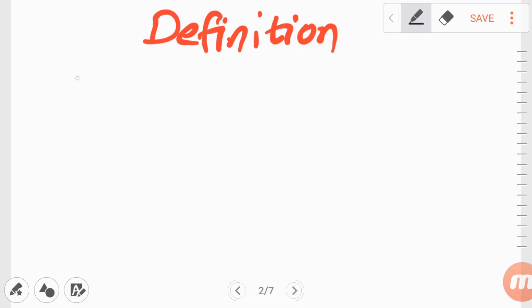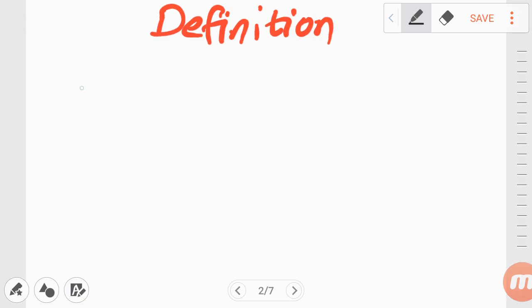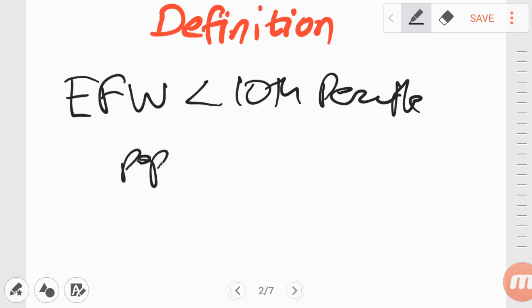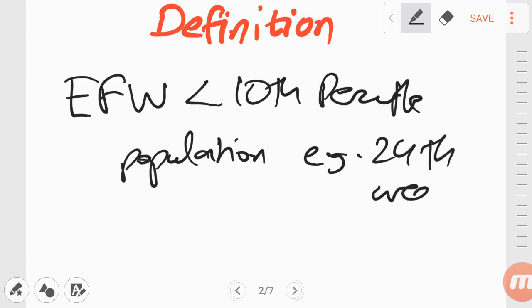So we have to start our discussion by talking about the definition, obviously. The definition of IUGR is that the estimated fetal weight should be less than the 10th percentile of that population at a given gestational age of, let's say, for example, 24th week gestation.